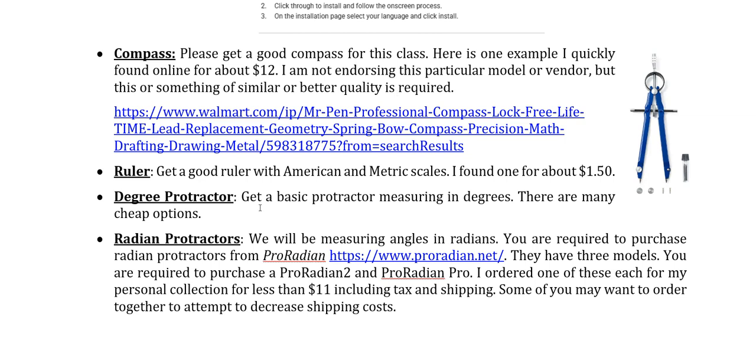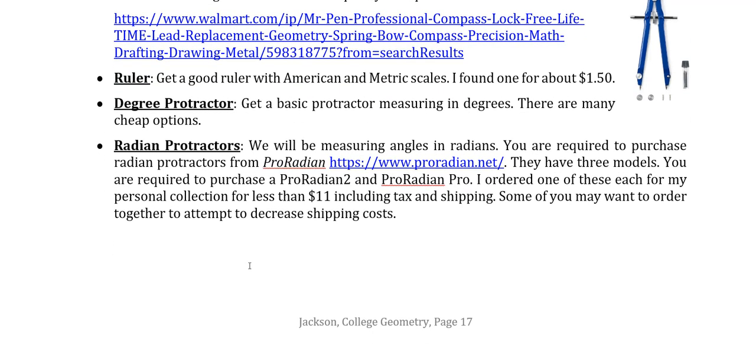So get that. Another thing that I'm requiring my students to do is get a protractor, or actually two protractors, that measure in radians. Radians are really the preferred angle measurement for modern measurements. So we want to have both a degree and a radian protractor so we can measure in either system.